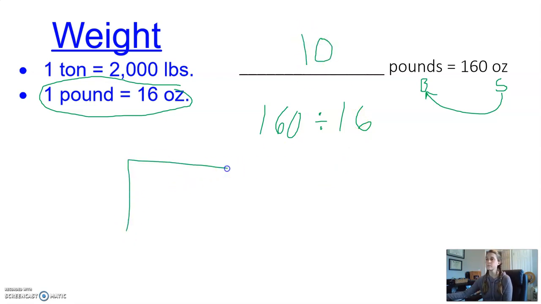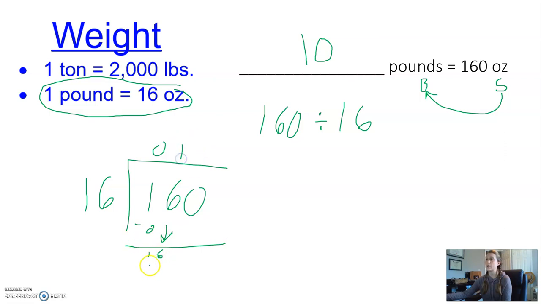If not, we have to set ourselves up with a division problem. How many times can 16 go into 160? It cannot go into 1. Bring down the 6. 16 can go into 16 one time. Subtract and you get 0. Bring down the 0. 16 can go into 0, 0 times. Either way, we get 10 pounds is the same thing as 160 ounces. So be careful. Read it correctly.